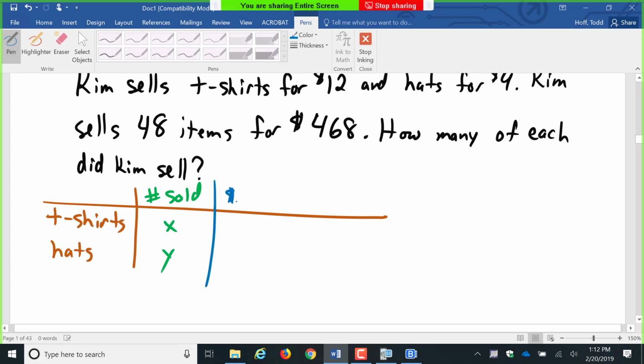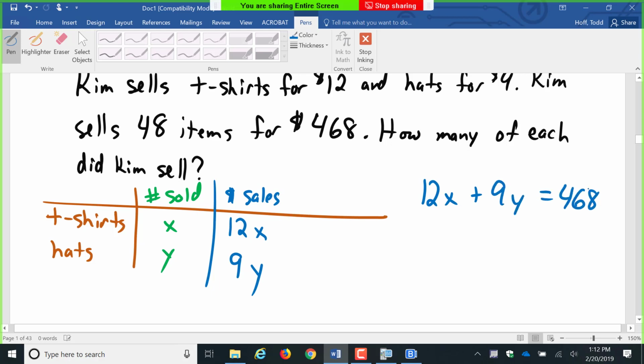Want to know the dollar sales now. The dollar sales is the price times the number sold. Well, t-shirts are still $12 each, so that's 12x. Hats are still $9 each, so that's 9y, sorry, not 9x. So 12x plus 9y equals 468. That's actually exactly the same first equation we had last time.